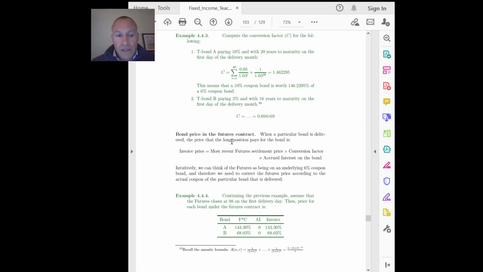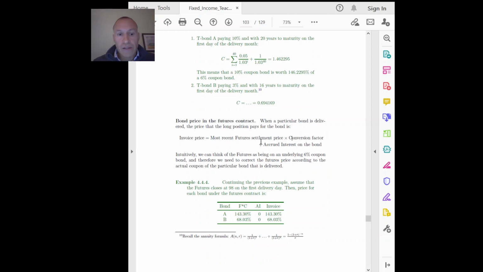All right, so what is the bond price in the futures contract? Meaning, what is the price that the short side will get when he delivers the bond? It is defined to be the most recent futures settlement price. Okay, so this is the futures price that we observe on the CME, right? Times the conversion factor for that specific bond that the short side chooses to deliver, plus the accrued interest on that same bond. Okay. So the futures price is common to all bonds. What varies from bond to bond is the conversion factor that we just determined, plus the accrued interest on each bond. Right?